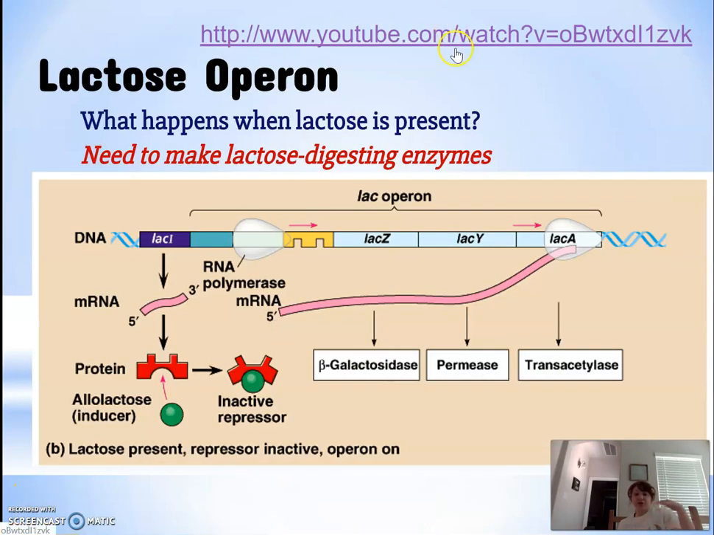Here's a video that you can watch about the lactose operon. Now, when lactose is present, you need to make the lactose digesting enzymes. So it's kind of like the opposite of tryptophan. When tryptophan is present, you don't have to make those enzymes. But when lactose is present, you have to, because you need to break this down, because this is your energy source.